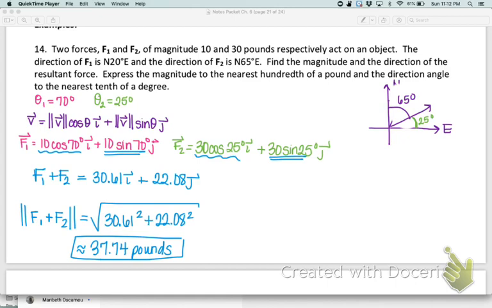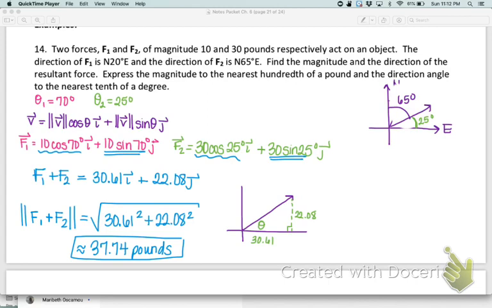Now, to find the direction angle, we have to go back and use a little bit of trig here. So we know that F1 plus F2 is going in the positive X direction and the positive Y direction. So let's sketch a little picture of what that vector is going to look like. It goes about 30 on the X and about 20 on the Y, so maybe something like this. And so we want to think about this as a right triangle. So our horizontal direction is the A value, 30.61, and our vertical direction is the B value, 22.08. And the question is, what is this angle right here? So this is a different theta. You can call it alpha or something if you'd rather.